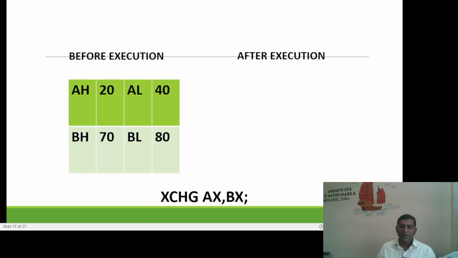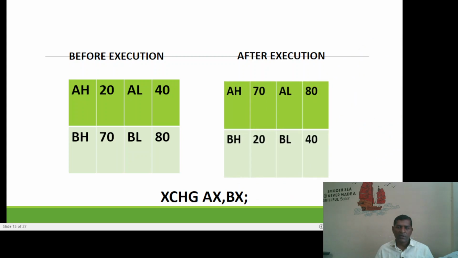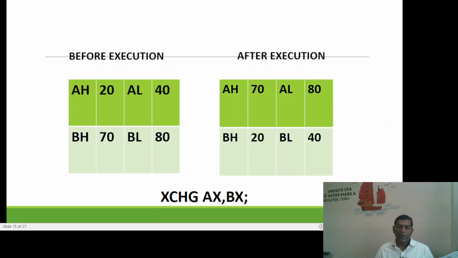The example is here: XCHG AX and BX. AH will hold a higher 20 and lower 40, whereas BX will hold a higher 70 and lower 80. So when we execute this instruction, the contents will be exchanged. So the higher 70 to lower, and then lower to higher will be done.